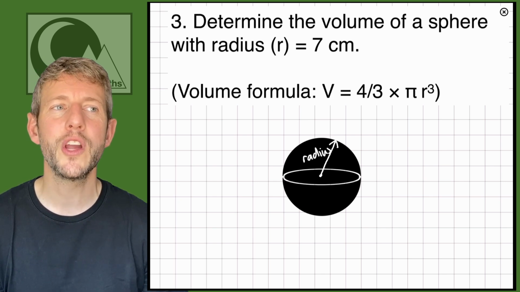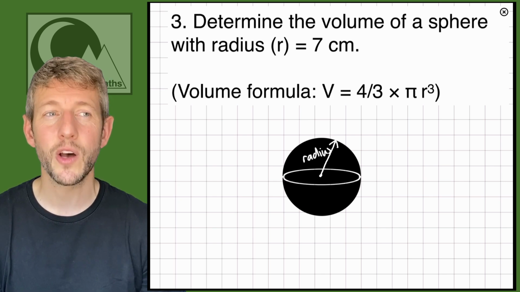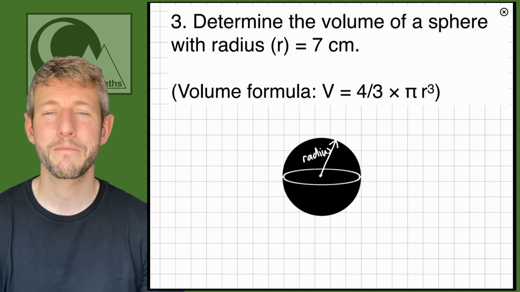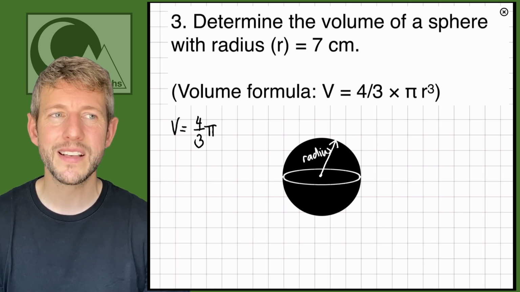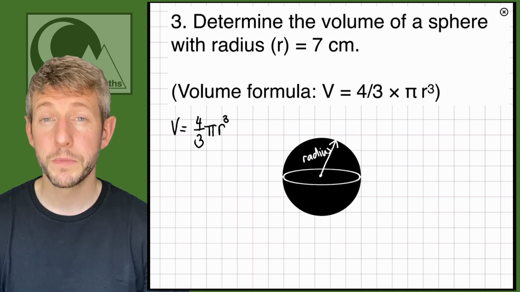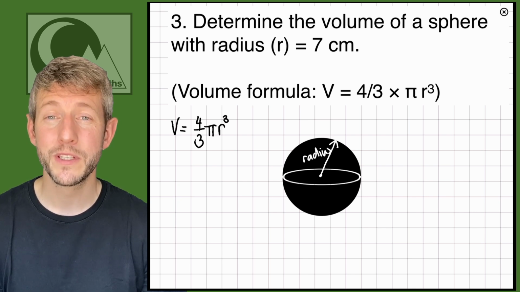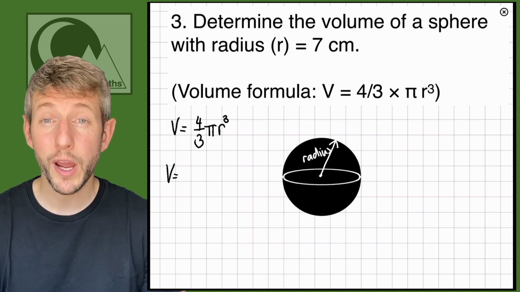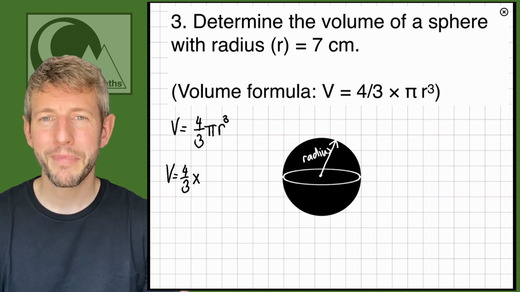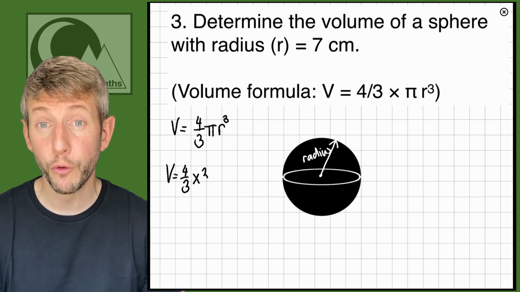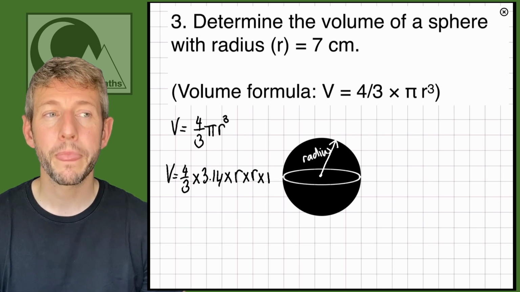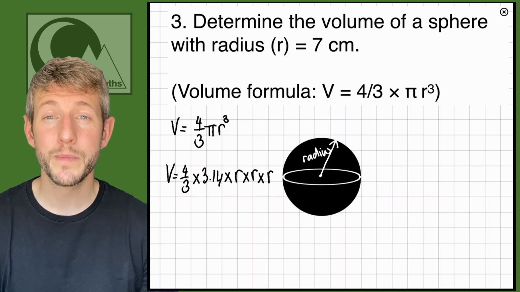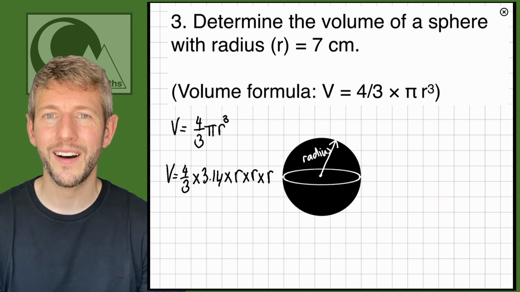Determine the volume of a sphere with a radius of 7 centimetres. Okay, and we've got the volume formula given to us here. The volume formula says 4 over 3 times pi r cubed. So let's rewrite this with our times signs. So this is 4/3 times pi, which is 3.14, times r times r times r.